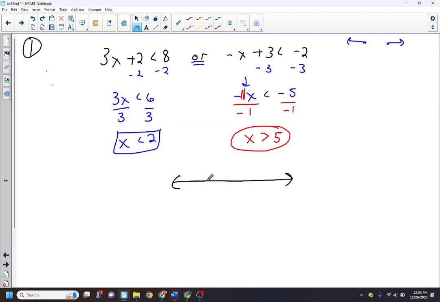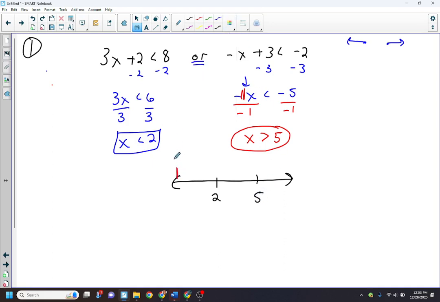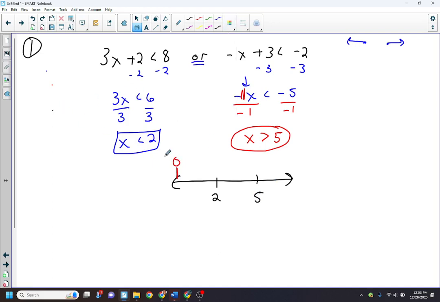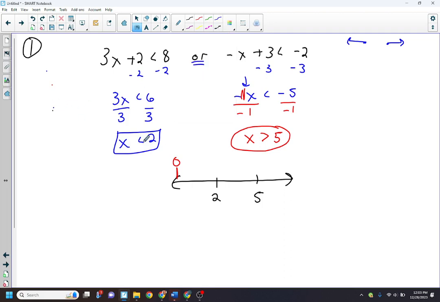So on my number line, I put 2, I put 5. I should note where 0 is. 0 happens to be over here. x is less than 2. So x, when it comes to 0, 0 is less than 2. I go towards 0. 0 is less than 2. That's true.